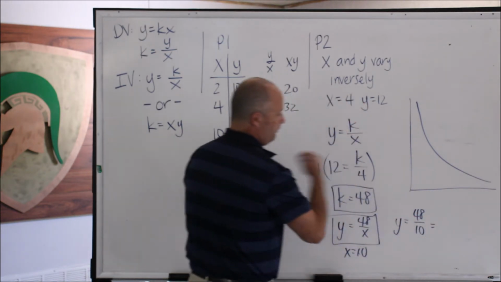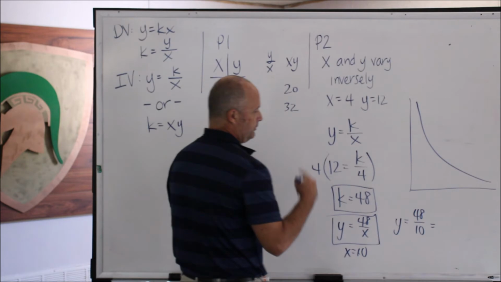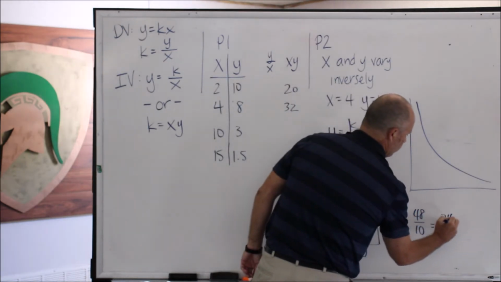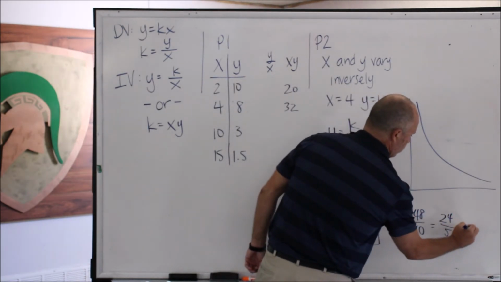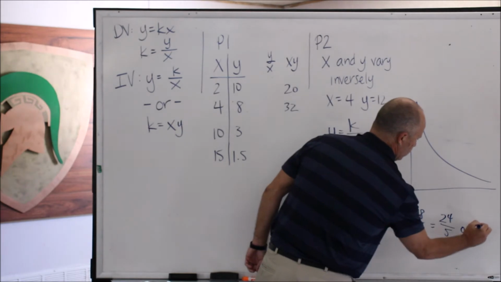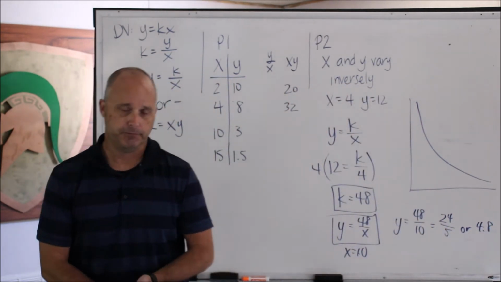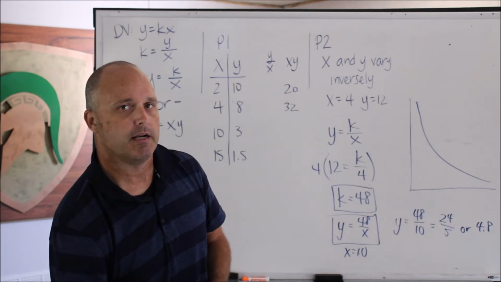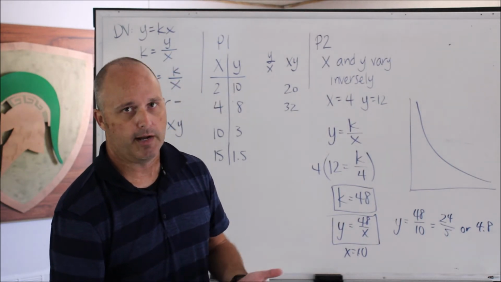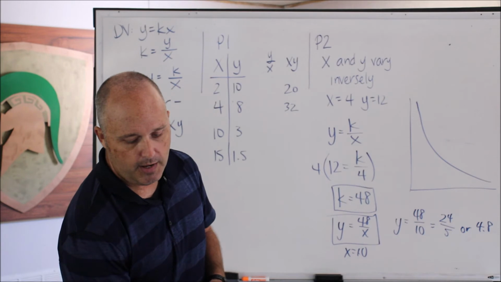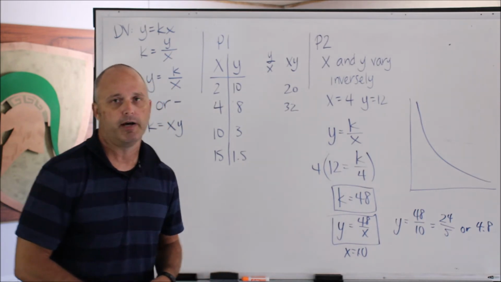What goes into both 48 and 10? We have 2, so 24 over 5, or 48 divided by 10 is 4.8. And that's how you do problem number 2. Go ahead and take a look at Got It number 2 in your book. See if you can work it out for yourself, and then check the answers that have been provided to you.